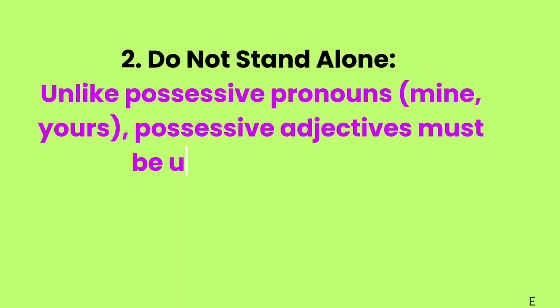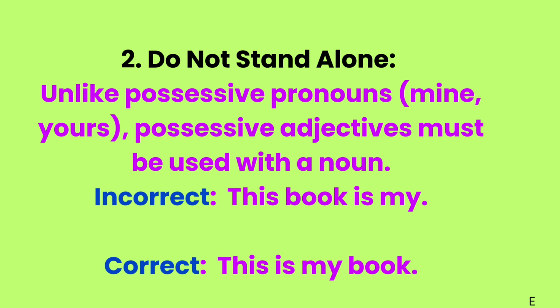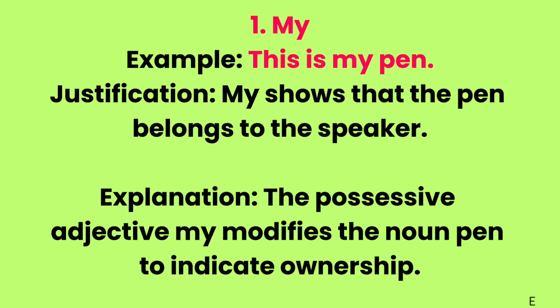2. Do not stand alone. Unlike possessive pronouns, mine, yours, possessive adjectives must be used with a noun. Incorrect: this book is my. Correct: this is my book. Examples and explanations. 1. My. Example: this is my pen. Justification: my shows that the pen belongs to the speaker. Explanation: the possessive adjective my modifies the noun pen to indicate ownership.